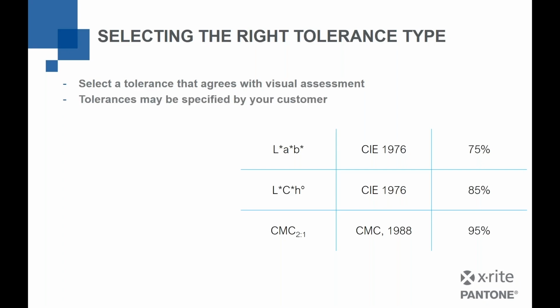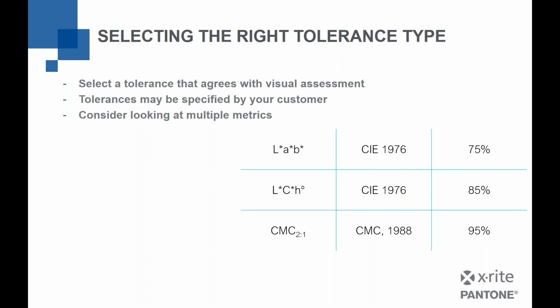Now, mix into that the fact that tolerances may be specified by your customer. Your customer may be telling you, okay, we're going to agree to do business with you. We're going to buy X amount of this product from you, and it needs to fall within this tolerance. When that happens, that's the tolerance you're going to be using. We'll talk about some other things you can do to make sure you're producing good color, even within the directives of a customer. But if the customer is specifying it, you've got to meet your customer's needs.